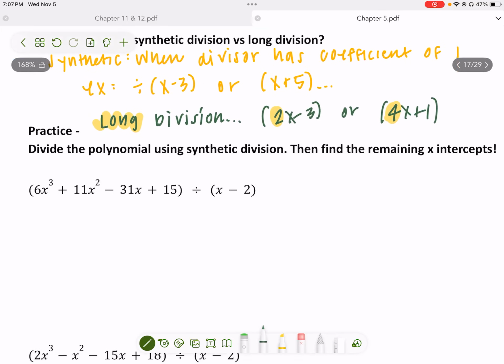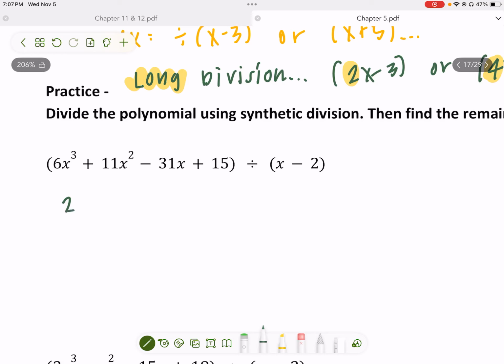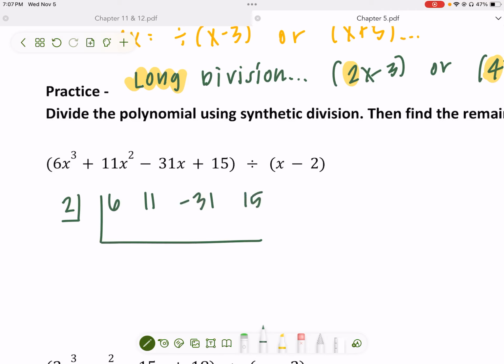Now, the purpose of using synthetic division is to actually get the polynomial down in a power so that you can hopefully factor it the rest of the way. So in this case, let's see if we can get something factorable. We have 6, 11, negative 31, and 15. So we'll bring down the 6 and multiply. Now we have 23. We'll multiply. We'll add that together. That's 15.